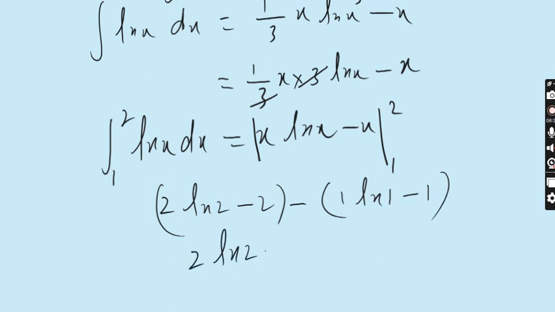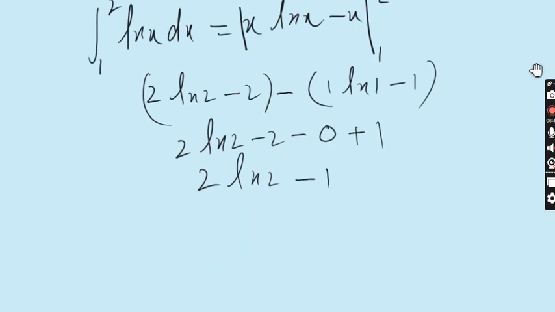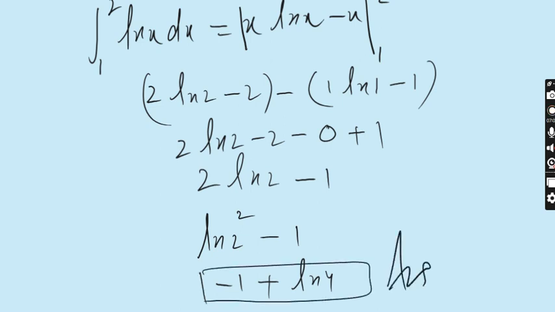So 2 ln 2 minus 2, minus ln 1, which is 0, minus minus plus. So 2 ln 2 minus 2 plus 1 is minus 1, or you may write the power after the log. So this 2 becomes 2 power 2 minus 1. ln 2 square is ln 4, minus 1 plus ln 4. This is our final answer. So hope you enjoyed this part. Very important question this. All questions are very important.